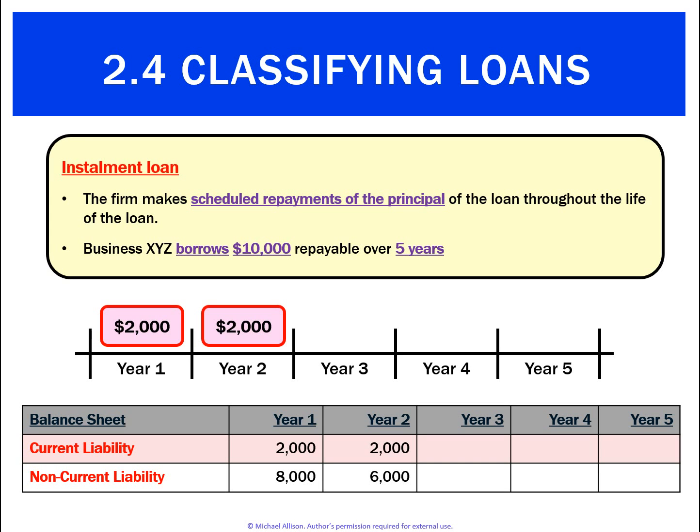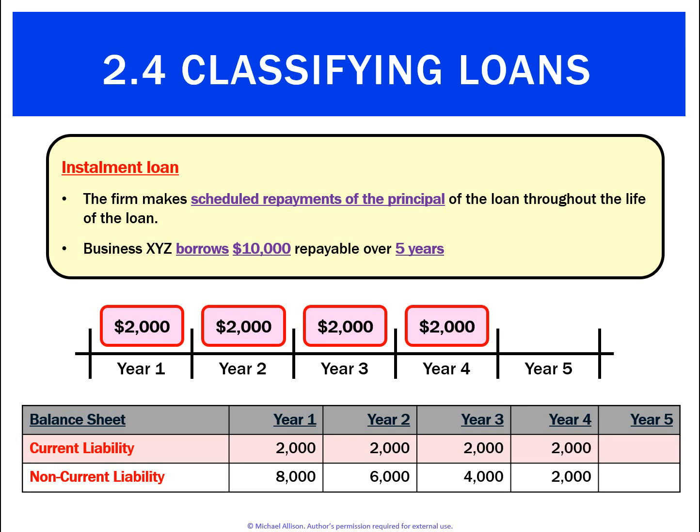Year 2, $2,000 is current, but that leaves $6,000 as non-current. Year 3, we owe $2,000 as a current liability, $4,000 as non-current. Year 4, $2,000 is current and $2,000 is non-current, and then finally in year 5 we'll pay it off. So $2,000 is current and there is no non-current liability.